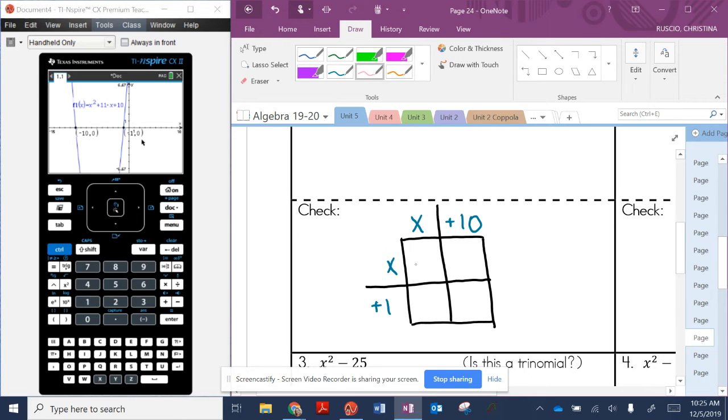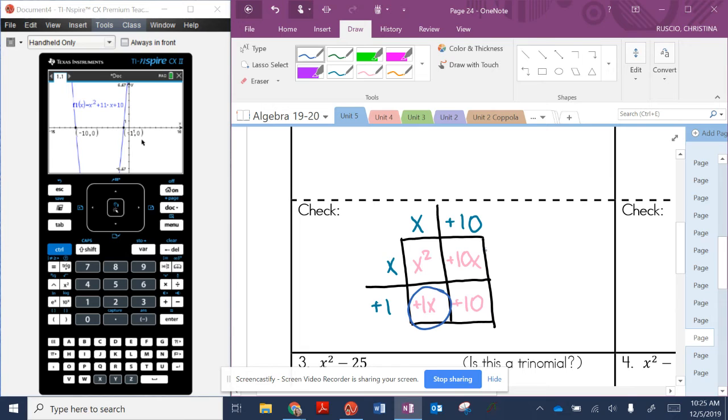And then I'm just going to multiply through. X times x is x squared. X times positive 1 is positive 1x. X times positive 10 is positive 10x. And then 1 times 10, don't try to put an 11 in there. 1 times 10 is positive 10.